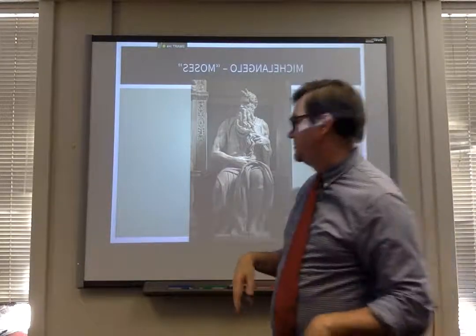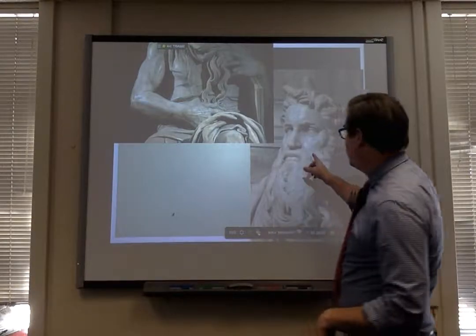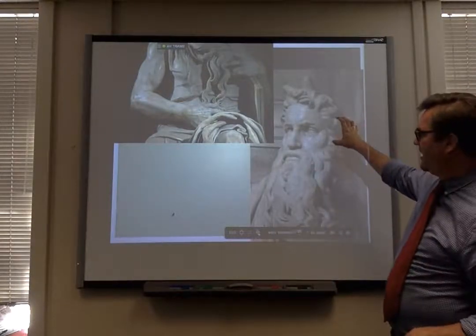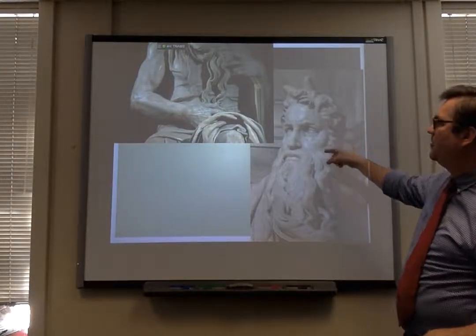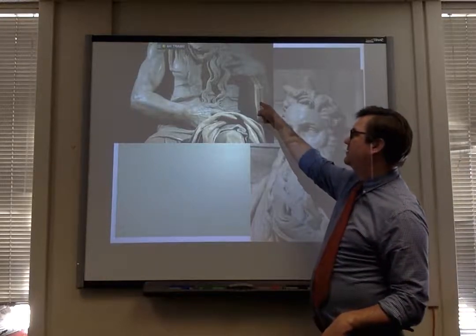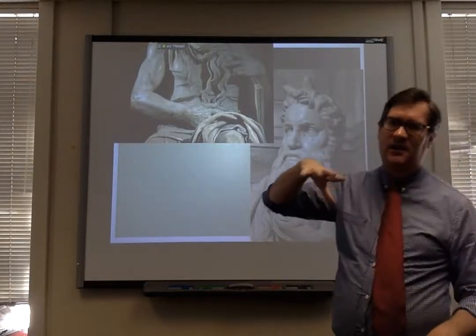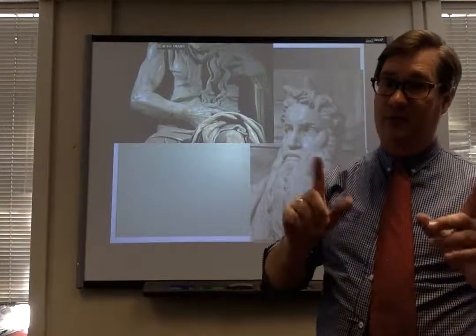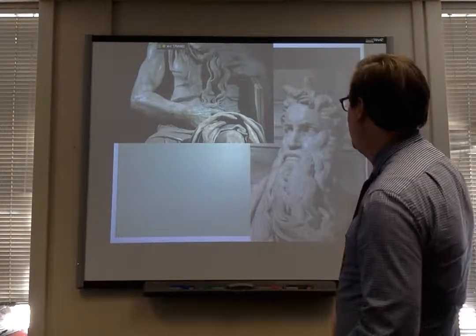So let's look at some close-ups of this. We have the face here, the piercing eyes, right? This is the moment in the story where he's just gotten the 10 Commandments that are under his arm. He's coming down from Sinai, and he's talking to the people who aren't being good. You have to look that one up.